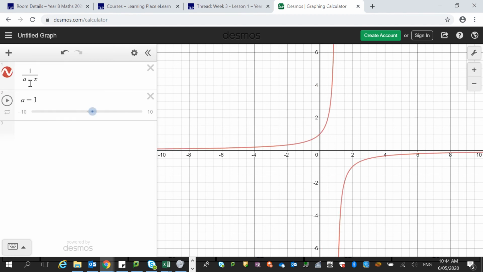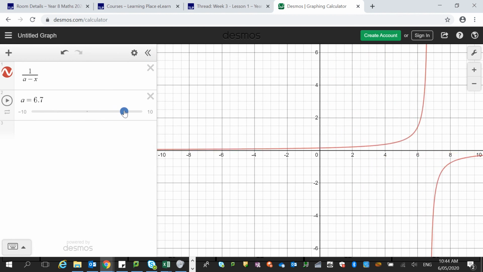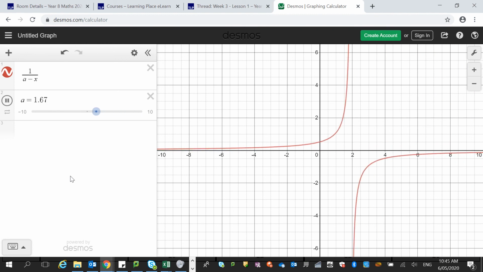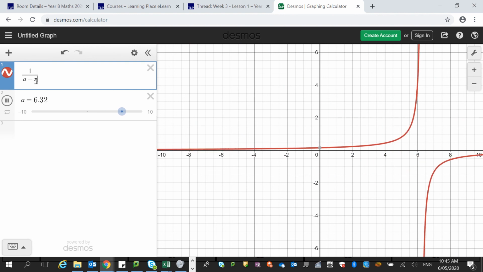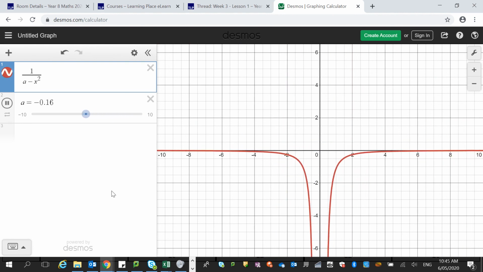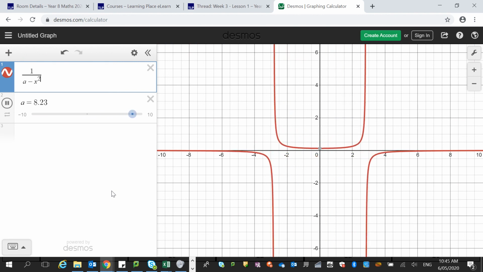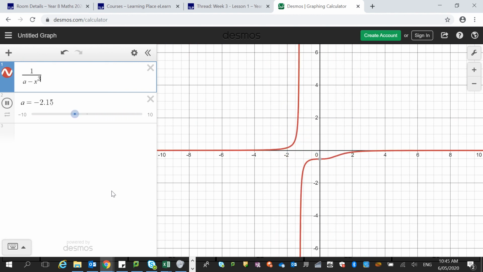I'm just doing a minus x just because. And if I make a bigger, then the asymptote moves further. So if we have 1 over 6 minus x, if x equals 6, then it's going to be undefined there. So we can actually move it back and forth that way. And if we wanted to, we could do x squared, x cubed.